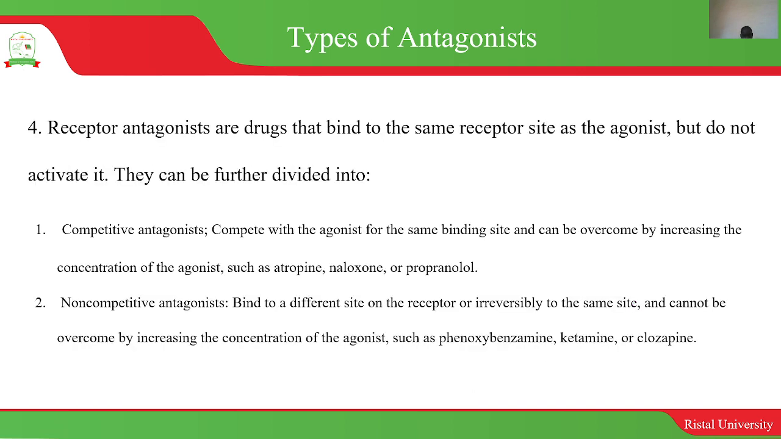Still with the types of antagonists, receptor antagonists are drugs that bind to the same receptor sites as the agonist but do not activate it. They can be further divided into the competitive antagonist and the non-competitive antagonist. The competitive antagonists compete with the agonists for the same binding site and can be overcome by increasing the concentration of the agonists, such as atropine, naloxone, or propranolol.